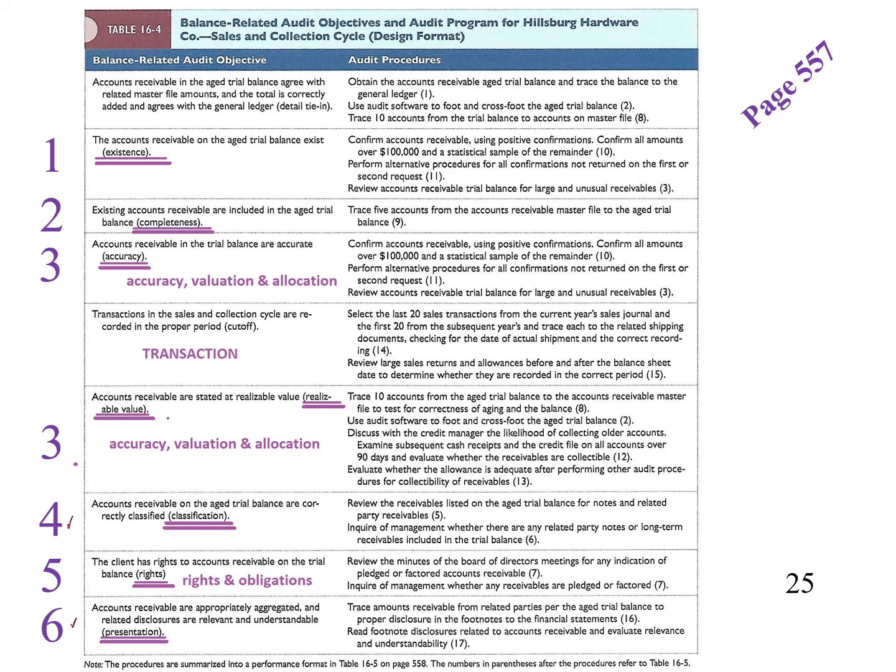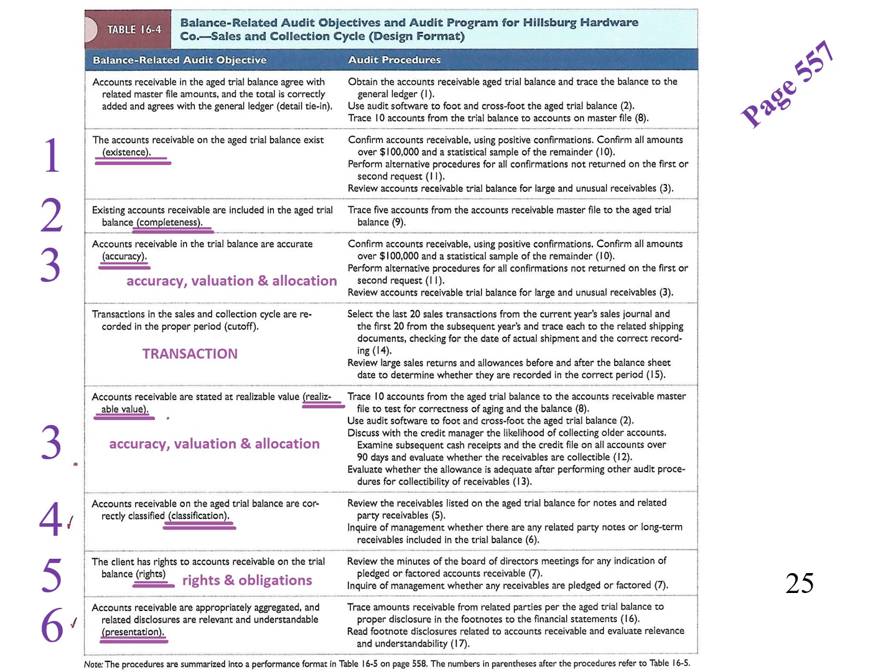Number 1, accounts receivable and the aged trial balance exist. Somebody actually owes us that money. 2, existing accounts receivable. All existing accounts receivable are included in the trial balance. I'd hope so. Accounts receivable and the trial balance are accurate. We're going to call that accuracy, valuation, and allocation. Accounts receivable are presented at net realizable value. That's your valuation account, right? So we report accounts receivable less allowance for doubtful accounts.